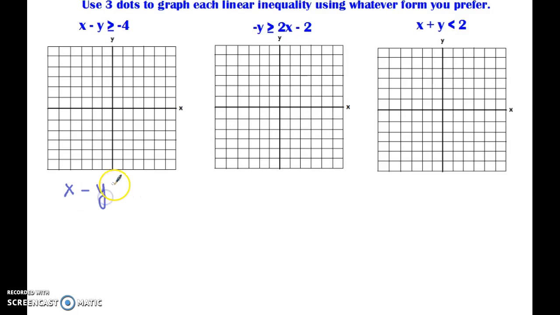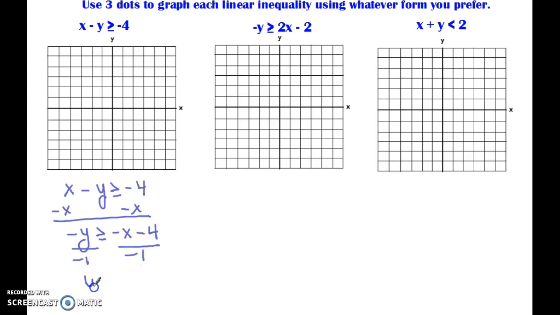x minus y is greater than or equal to negative 4. Subtract x from both sides. We get negative y is greater than or equal to negative x minus 4. Divide everything by negative 1. Divide by negative 1. We get y. Don't forget to flip the sign, y'all. I remember on the test, that's the most missed question. Flip this sign, y'all. y is less than or equal to x plus 4.